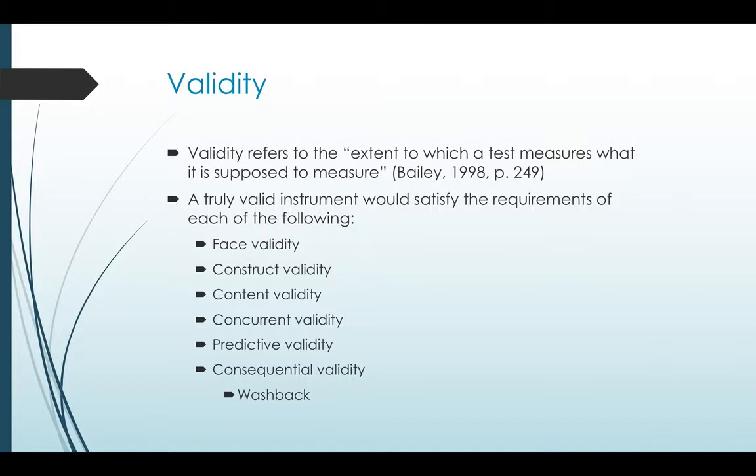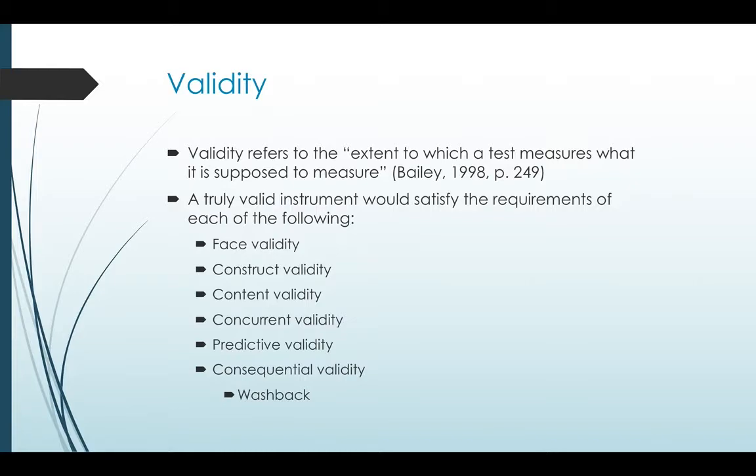Also, we hope to get an instrument or a test that is valid. Bailey would say that validity refers to the extent to which a test measures what it is supposed to measure. And ideally, a valid instrument would meet various aspects of validity, various types of validity.